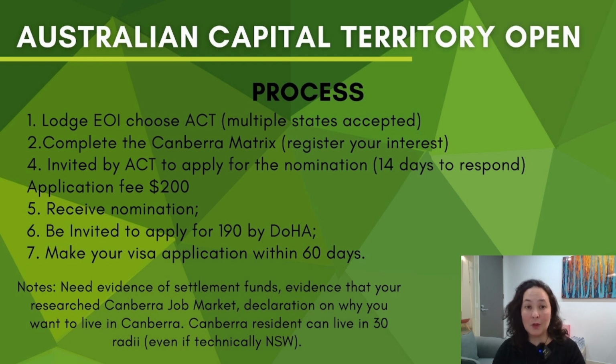There's an application fee of $200. Once you receive the nomination, you must apply for the visa within 60 days. Certain things that you need to demonstrate when you're invited for the nomination: you need to provide evidence that you have settlement funds if you're overseas, evidence that you have researched the Canberra job market. So you look for employment, and you need to make a statement saying, I've looked at these positions and here's how my experience will be relevant to Canberra. And also a statement explaining why you would like to live in Canberra. So this is all about Canberra.